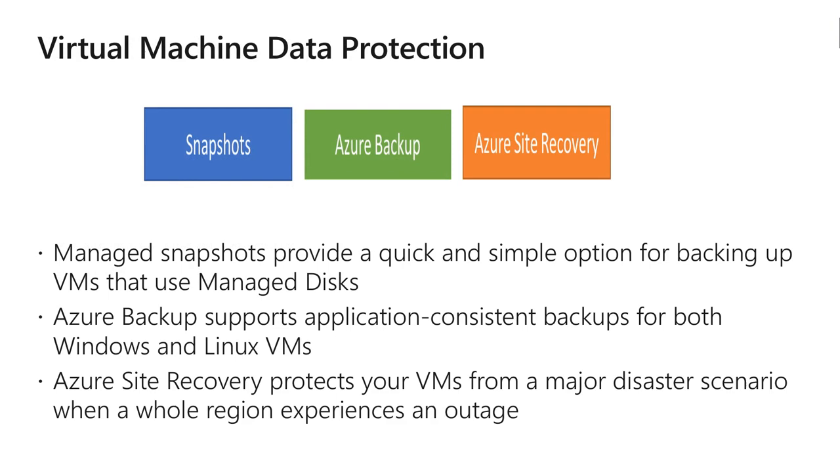So the data protection is divided into 3 parts. So the snapshots, so this is the managed disk snapshots. So in a development and test environment, snapshots provide a quick and simple option for backing up VMs that are using managed disks. So it's a read-only full copy of your managed disk. It's stored in a standard managed disk by default. So with snapshots, you can back up your managed disk at any point in time. So these snapshots exist independent of the source disk and can be used to create a new managed disk.